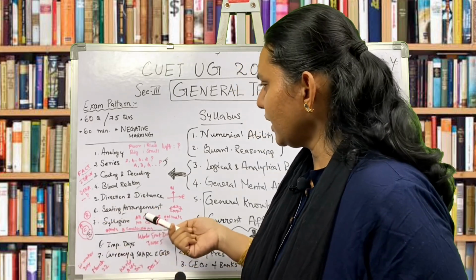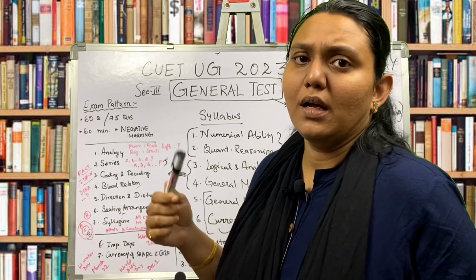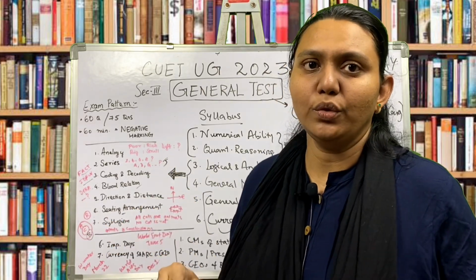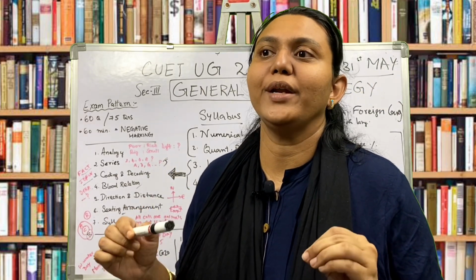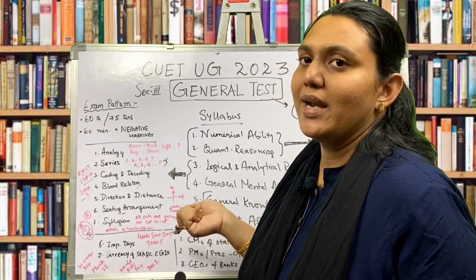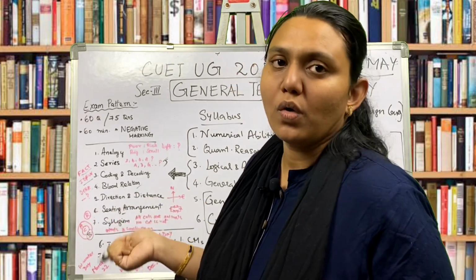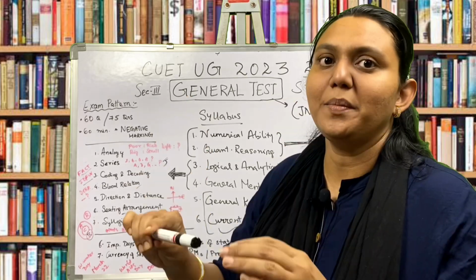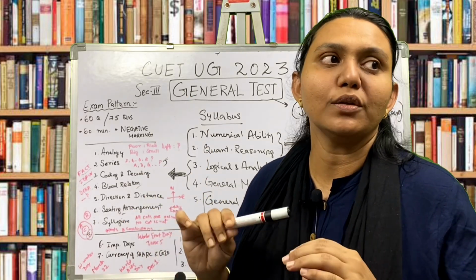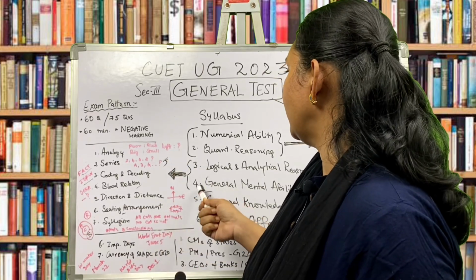All right. Then the last is syllogism. In syllogism, you have certain statements given to you and you have to find out which conclusion is correct. Okay, so the statements will be: all cats are animals, no cat is a rat. So what is the conclusion, whether rat is an animal or not? The statements will be given, the conclusion will be given. You have to say whether the conclusion is right or wrong. Okay, so this covers the third and fourth category.